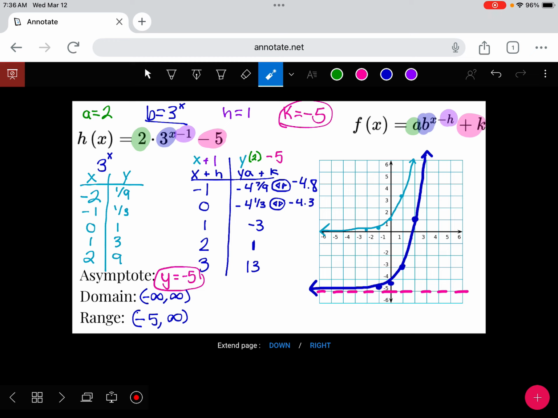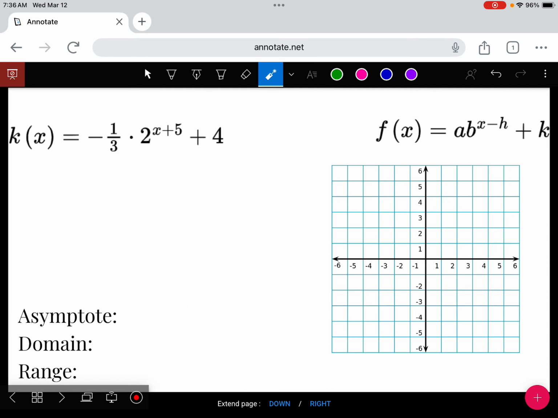Okay. Questions on this one? We're going to do one more, and that'll be the last one. But I want us to see one more set of things. So here I give you K of X. We've got -1/3 times 2 to the X plus 5, and then plus 4.